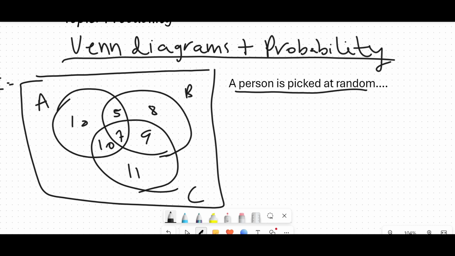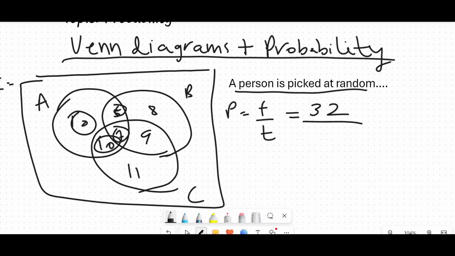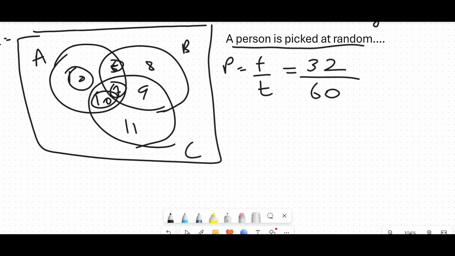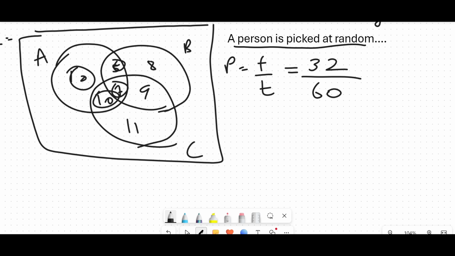Now let's say I've completed by a person is picked at random. What is the probability that the person is from group A? So we'll see the elements of group A. It is 10 plus 5 plus 7 plus 10. The probability is favorable over total, right? So the favorable outcomes is 20 plus 7, 27 plus 5, 32. 32 over total outcomes, which are 32 plus 11, 43 plus 9, 52 plus 8, 60. So this is the probability of a person being from group A. You can simplify the fraction if you want to, but let's keep it this way for simplicity reasons.